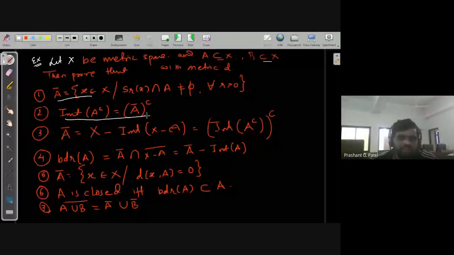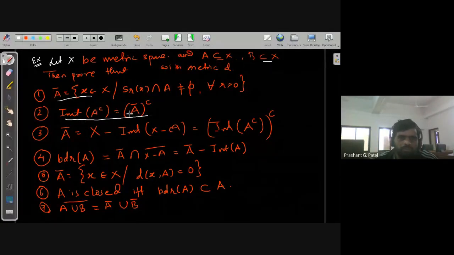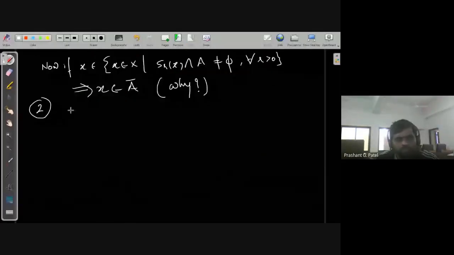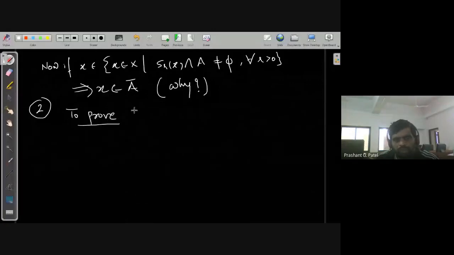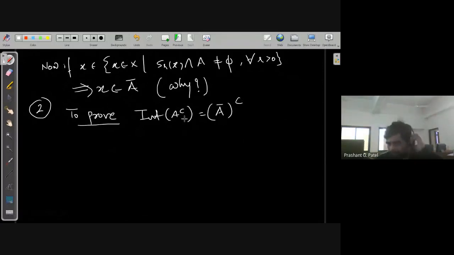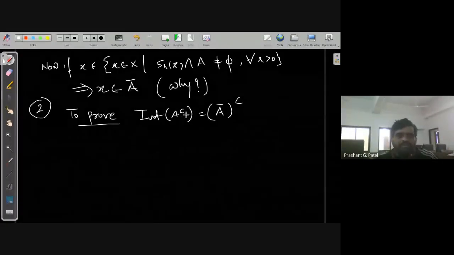The second exercise is this: the interior of A complement is equal to the closure of A complement. So let us try to do the second one. We have to prove that the interior of A complement is the closure of A complement. So I have to show that two sets are equal.